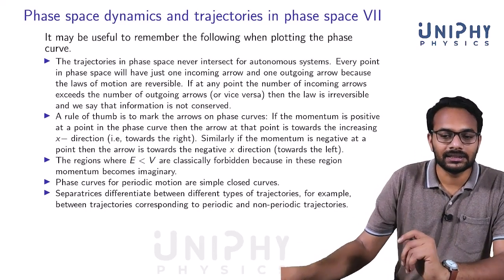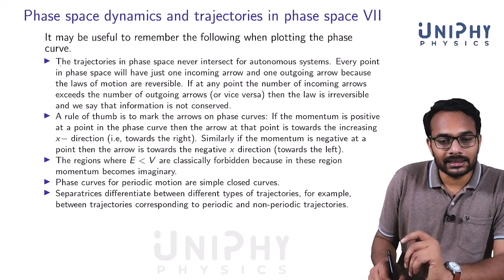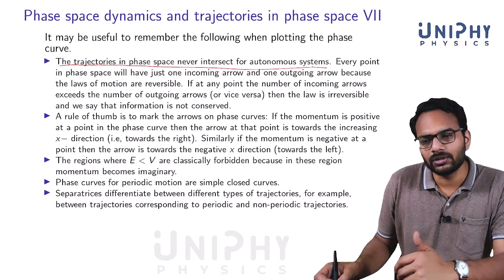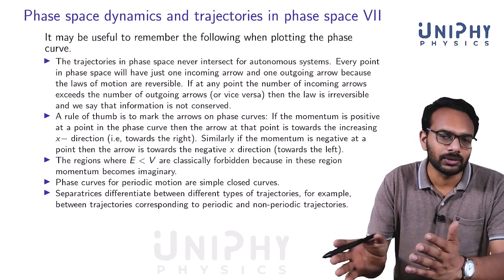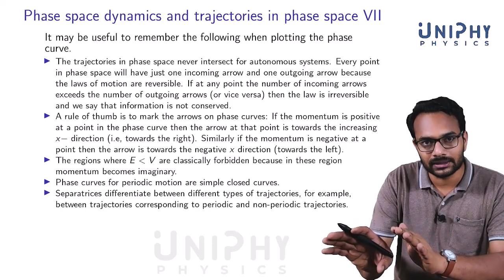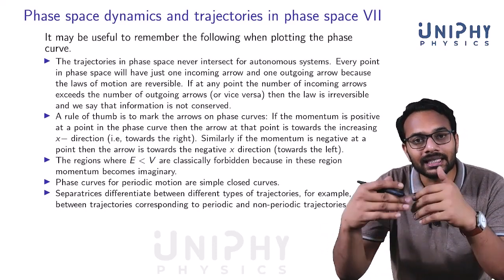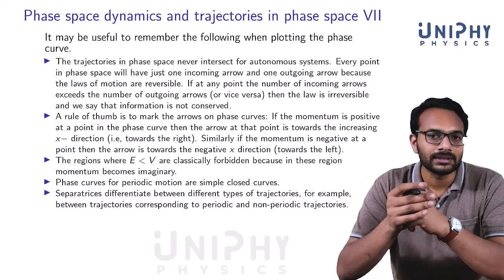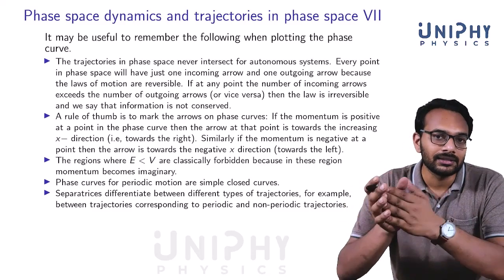The first thing is that the trajectories in phase space never intersect for autonomous systems. An autonomous system means it's not driven from outside. The Hamiltonian is the same; you have a Hamiltonian, it's fixed. Provided you don't change the rules in between, the trajectories in phase space will never intersect.